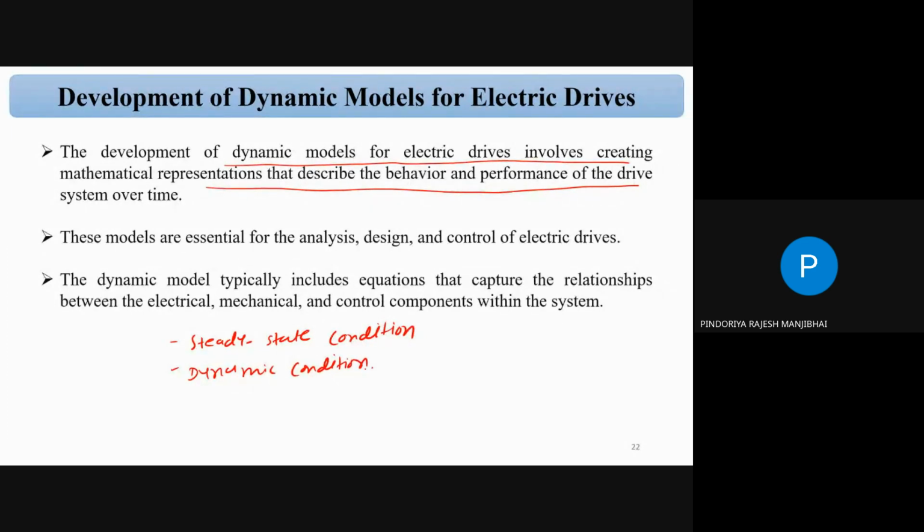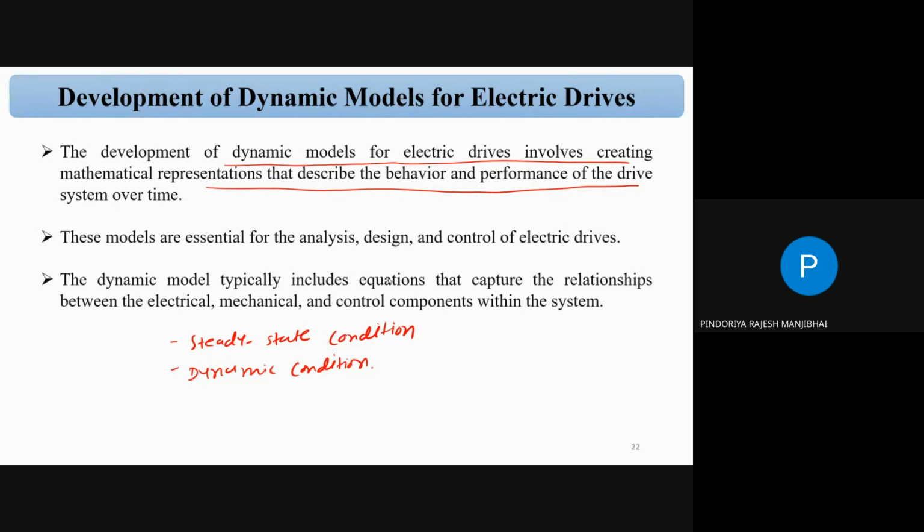Correct. We have two conditions. Suppose you want to analyze the steady state as well as the dynamic condition. Whenever we say electrical drives, we always have to analyze the steady state as well as the dynamic condition. So for the analysis of the steady state and dynamic condition, we have to work out the mathematical model.